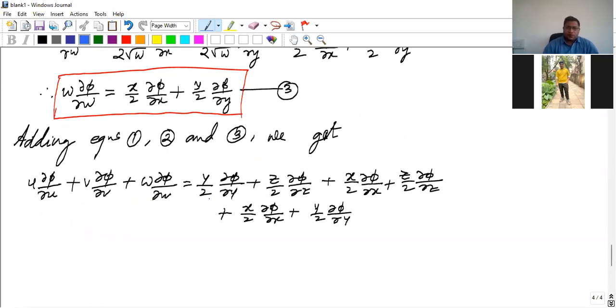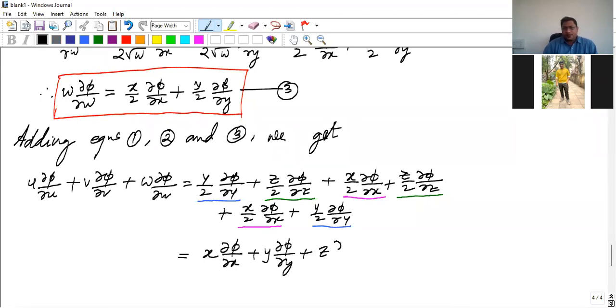Now you can see this y by 2 term and this y by 2 term, then this z by 2 term and this z by 2 term, and this x by 2 term and this x by 2 term. If we combine these, we get x by 2 plus x by 2, so it is going to be x. So it is going to be x ∂φ/∂x plus y ∂φ/∂y plus z ∂φ/∂z.